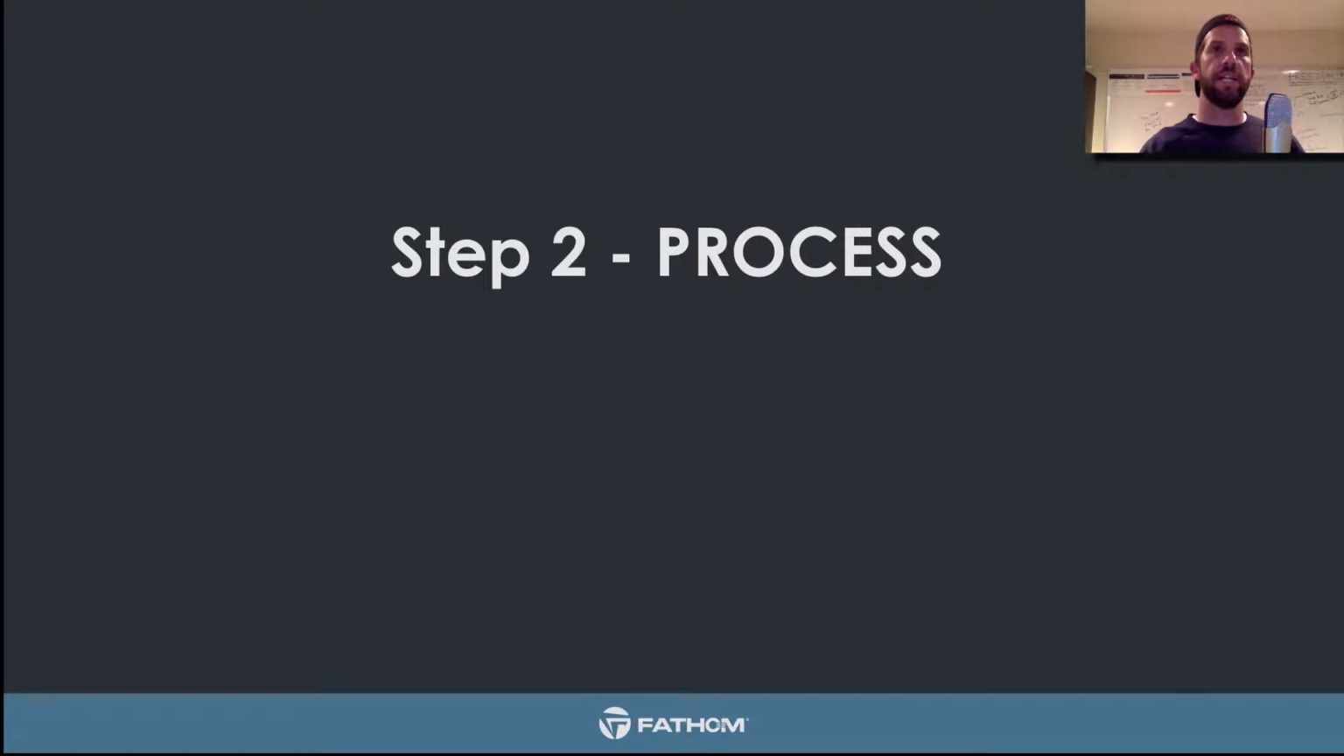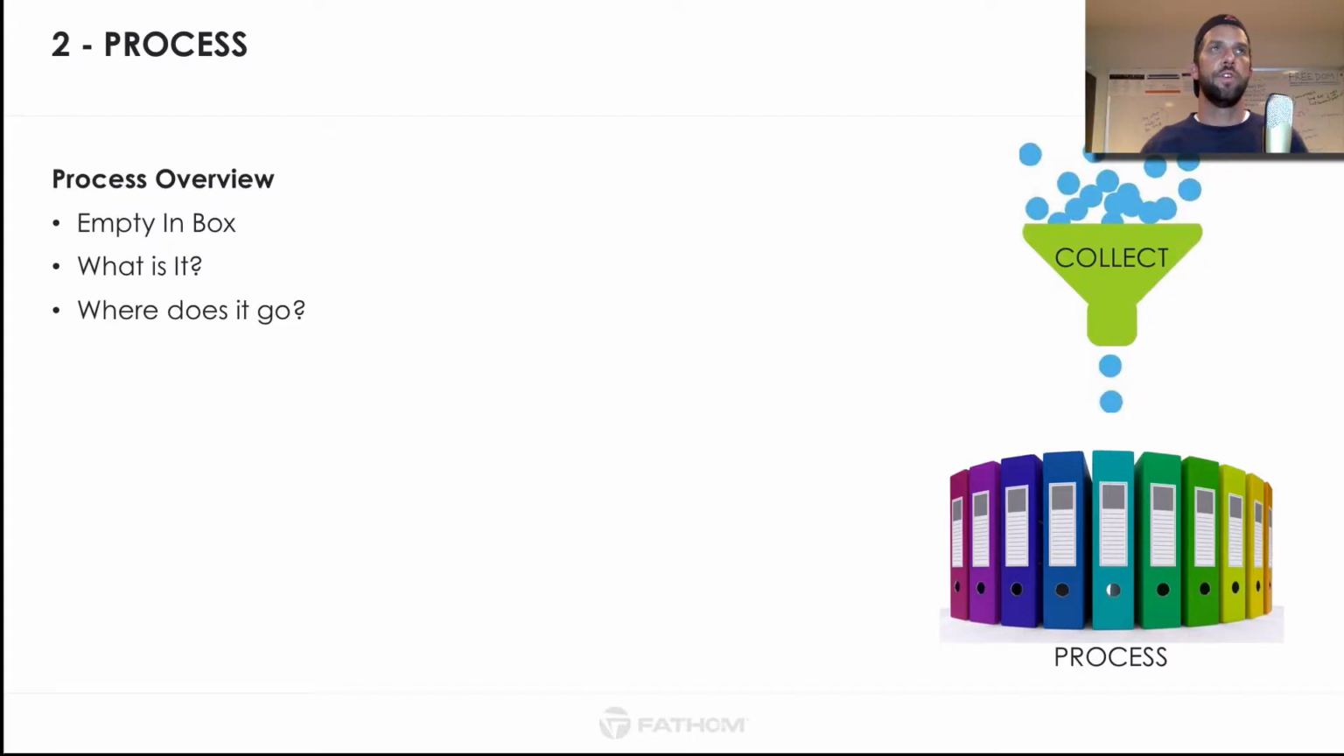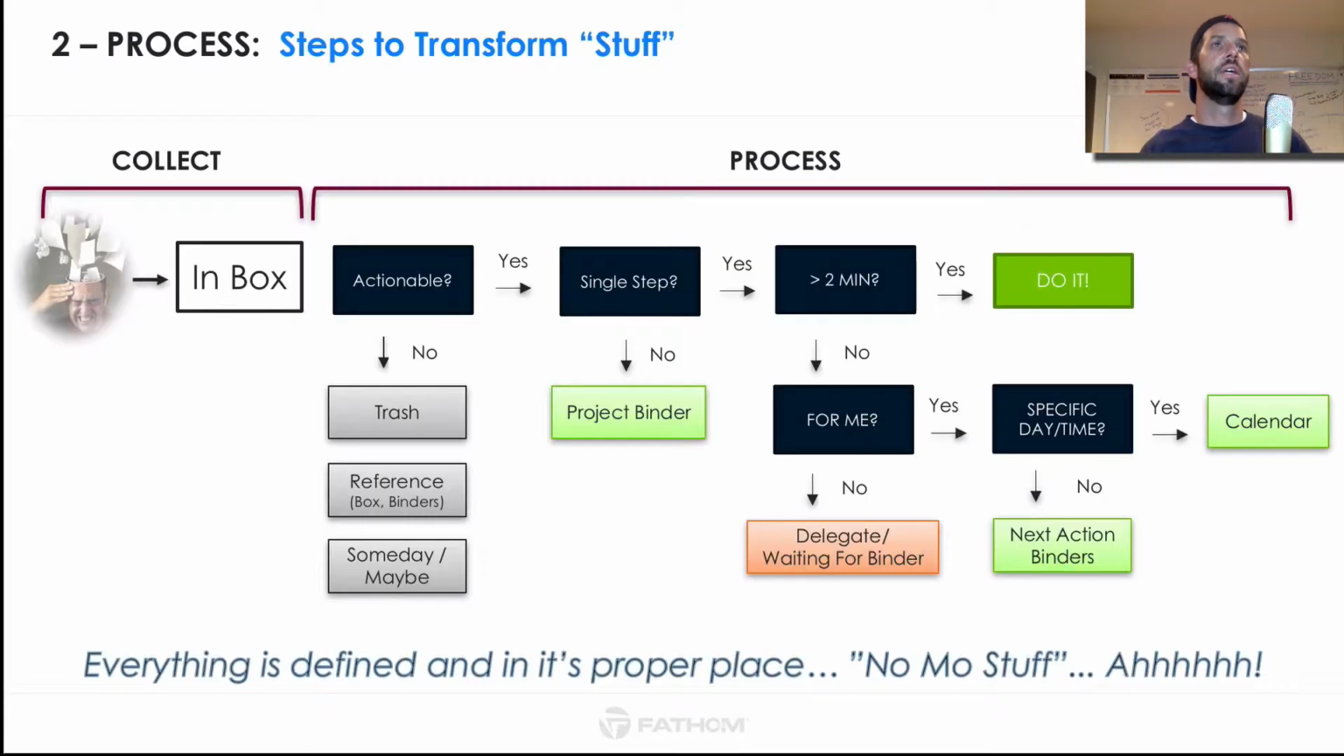Step 2, process. So the overview of process basically goes from taking everything that we've collected into the inbox in the first step. We're going to look at each item, we're going to define what it is, and we're going to figure out where it goes. Pretty straightforward. Here's the detailed thought process that we go through as we're looking at everything in our inbox and defining what it is and trying to figure out where it goes.